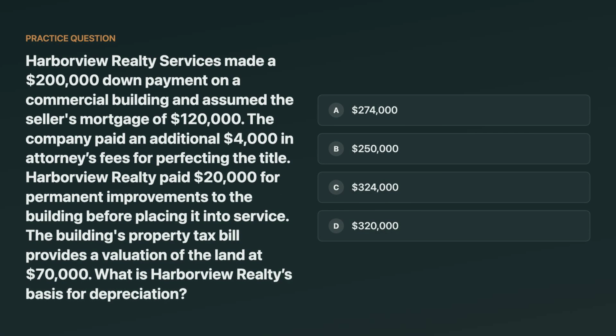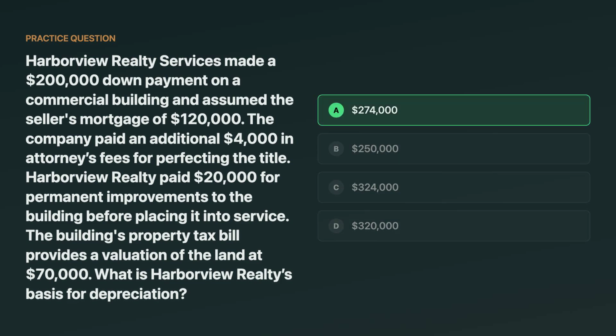Harborview Realty Services made a $200,000 down payment on a commercial building and assumed a $120,000 mortgage. They also paid $4,000 in attorney's fees to perfect title and spent $20,000 on permanent improvements before placing it in service. The property tax bill values the land at $70,000. What is Harborview's basis for depreciation? The options include $274,000, $250,000, $324,000, and $320,000. Think about it.